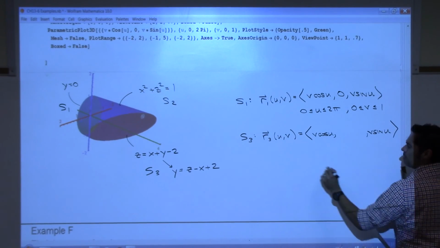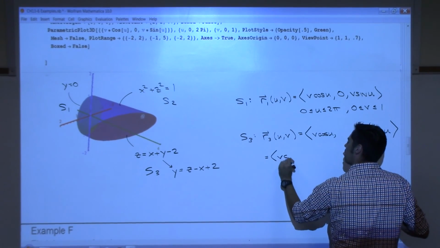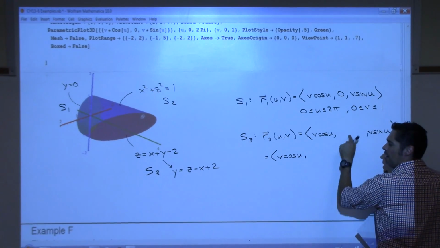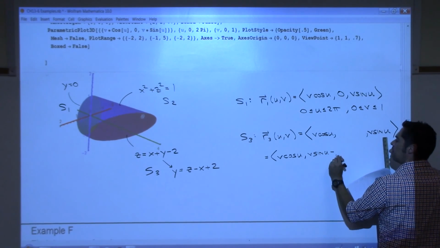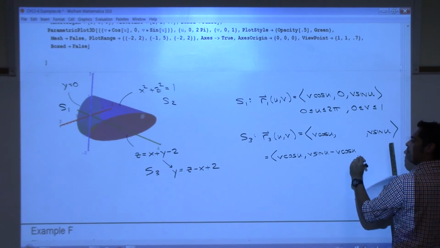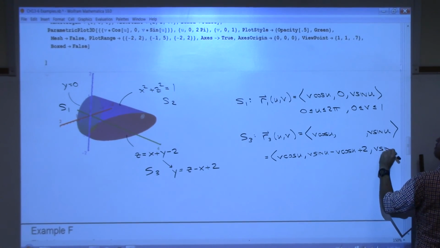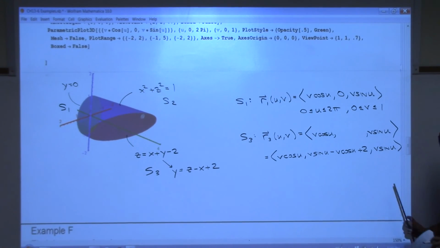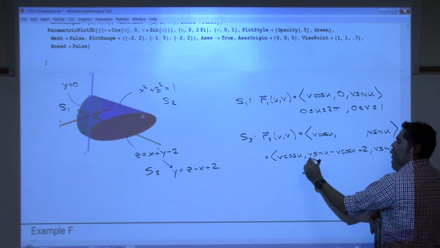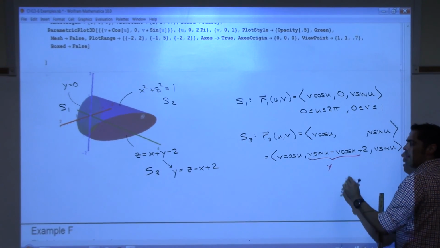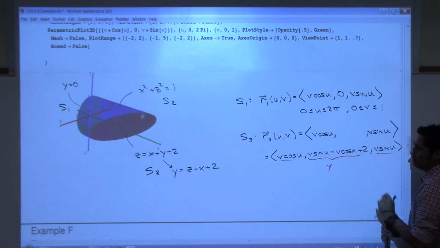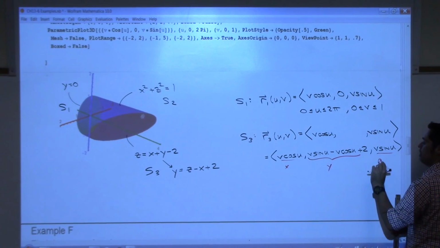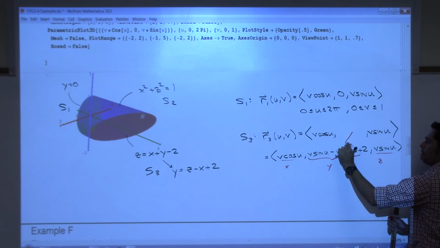So right in here, I'm going to need a little more space. This should be v cosine u, that's the x. The y is z, v sine u, minus x, v cosine u, plus 2. And then v sine u. Do you all see that? To determine my y coordinate, I have to refer back to my x and to my z to get my y. So this is the x, this is the z.